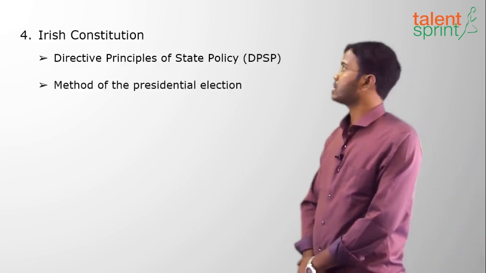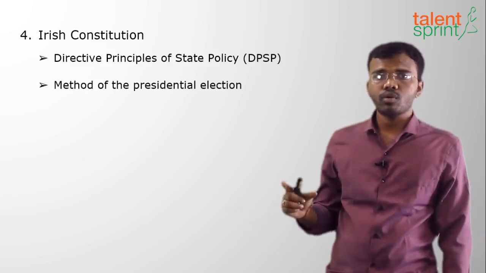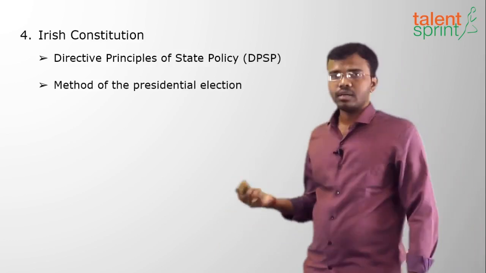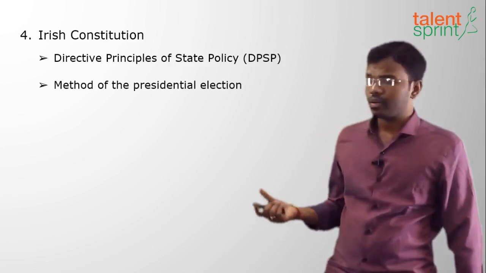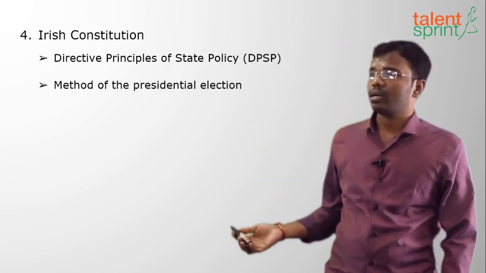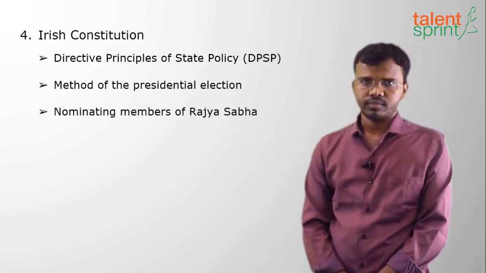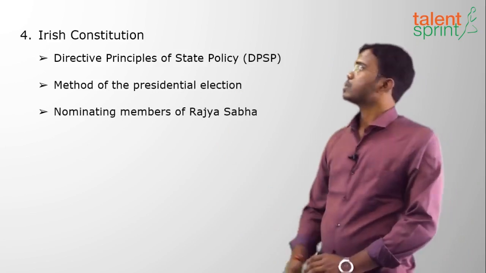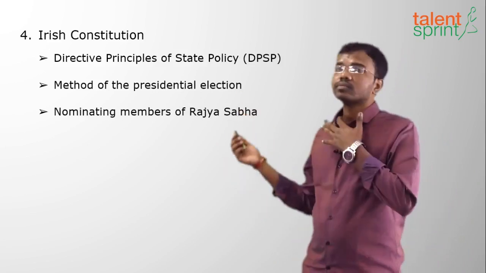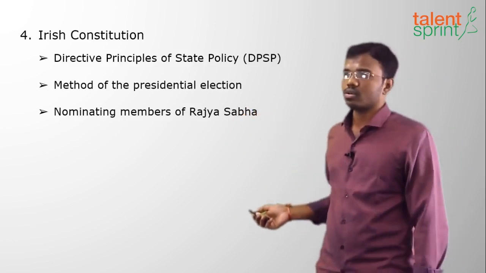Then method of presidential election. We have seen already. Our president is indirectly elected. There is a separate group formed. We will learn in the coming chapters how he will be elected clearly. So this we have taken from Ireland Constitution. Next, nominating of members to Rajya Sabha. How they are nominated. Okay. So this procedure also we have taken from Irish Constitution. So these three things we have taken from Irish Constitution.